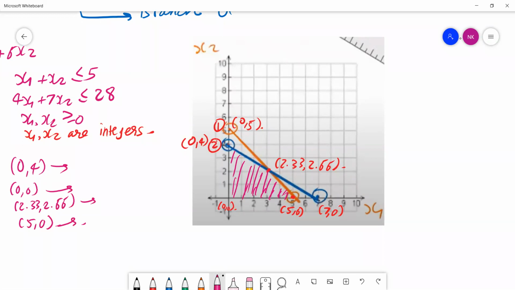Okay, we are having the maximum answer at this particular point, that is 2.33 and 2.66. Fine. So this is what is expected from the graphical method. But you can see that in the graphical method, we are having this particular solution which is not an integer. So what should be our next step?